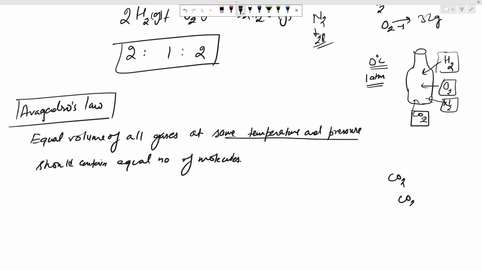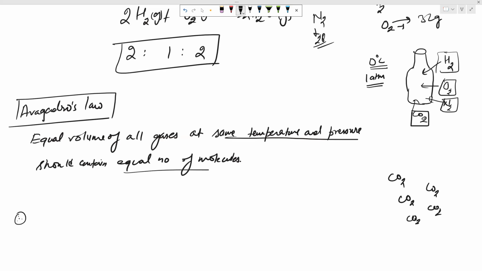For example, CO2: this is 1 molecule, this is 2 molecules, 3 molecules, 4 molecules, 5 molecules. If you have a container and you keep the external conditions fixed, like a temperature of 25 degrees, whatever temperature you choose, and you keep all the gases in that container one by one, they will have the same number of particles. Their mass can be different, but equal volumes of gas at the same temperature contain an equal number of molecules.